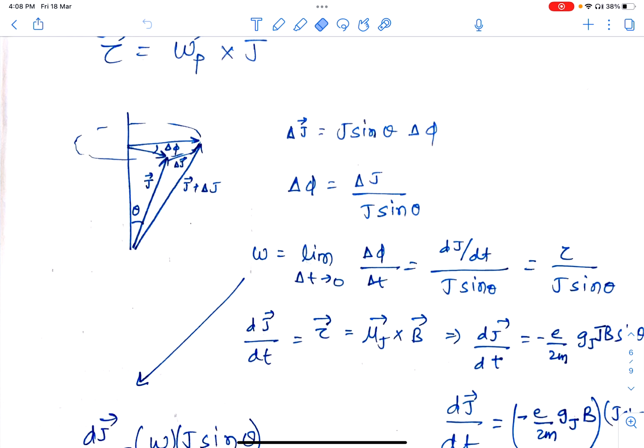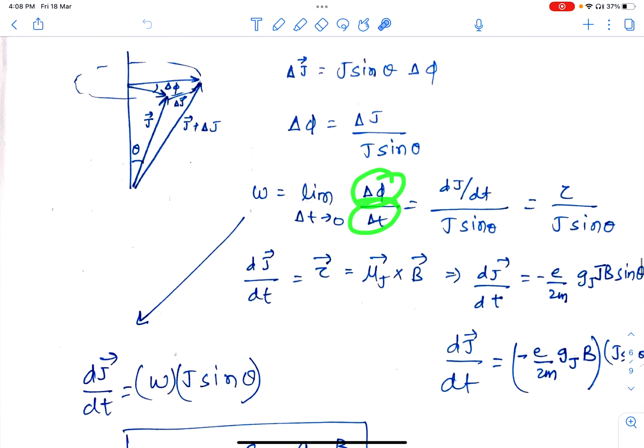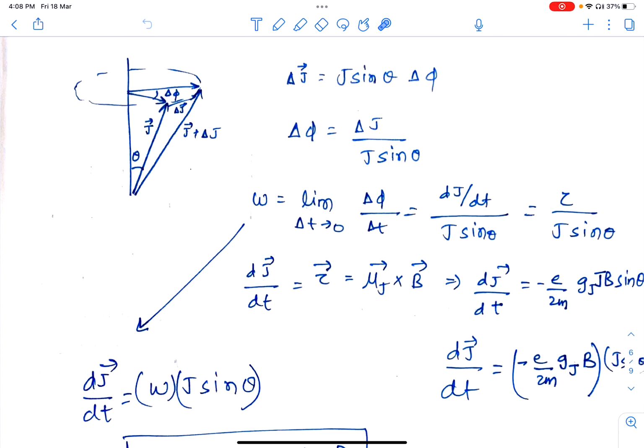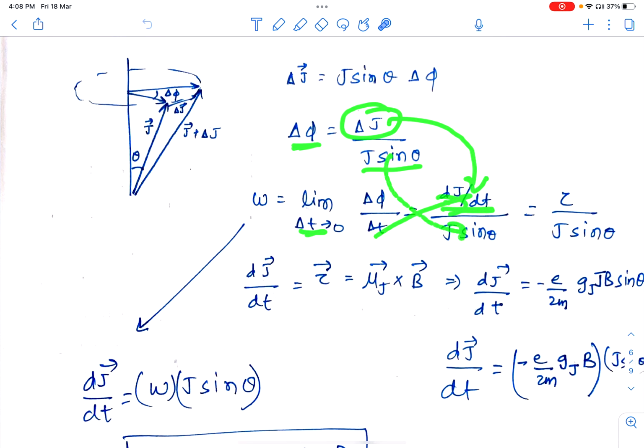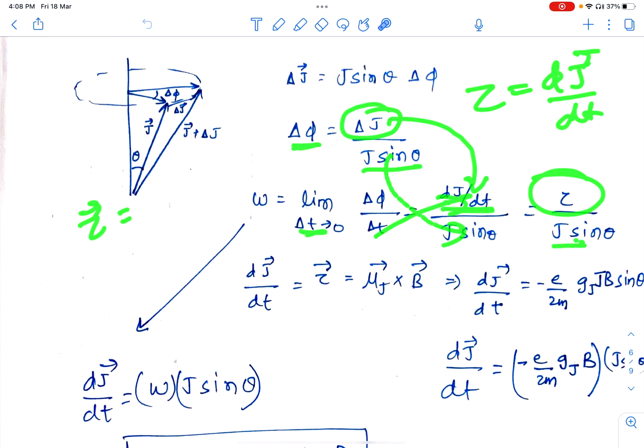Now what is the velocity omega? Omega is delta phi by delta t. So we are putting this value here. Delta phi is delta j by j sine theta, and in the limit, dj by dt by j sine theta. So dj by dt is what? Torque, the change in angular momentum. So torque is equal to dj by dt by j sine theta. We can also write torque is equal to omega cross j, that we have already written earlier.